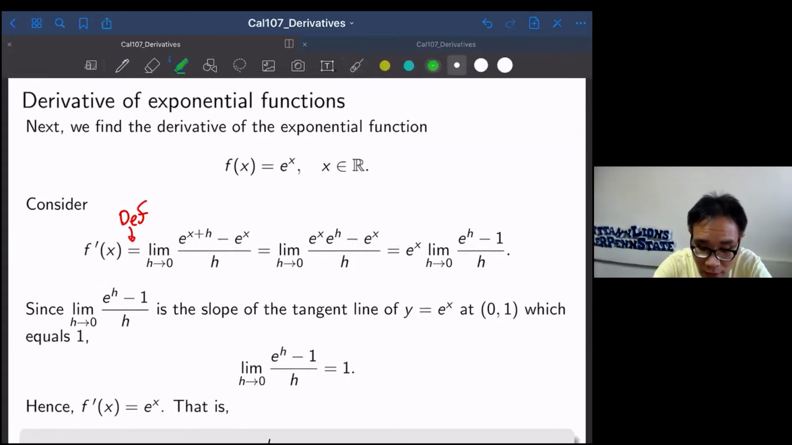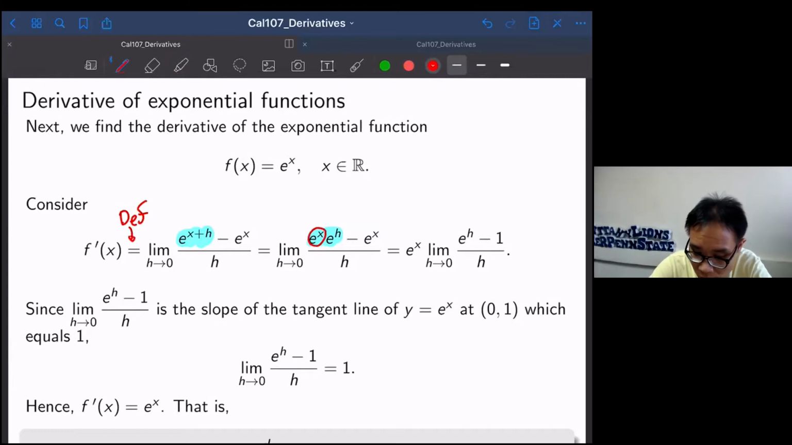And you can expand this one. So you have e to the x times e to the h minus e to the x, and you see that you can pull out e to the x.